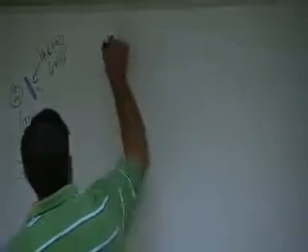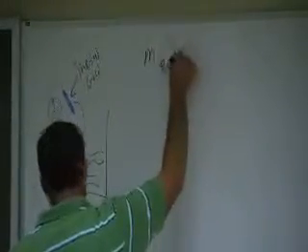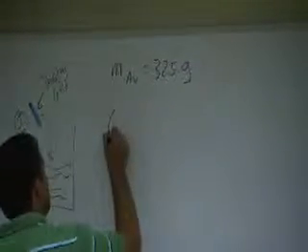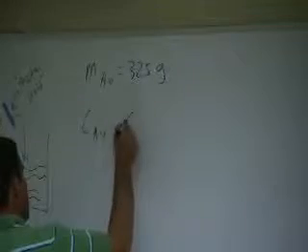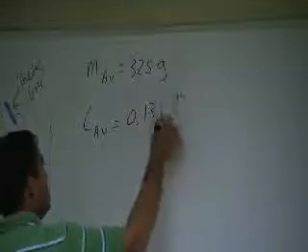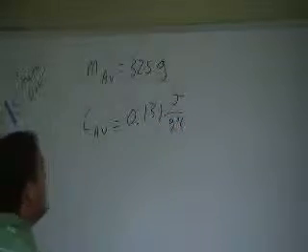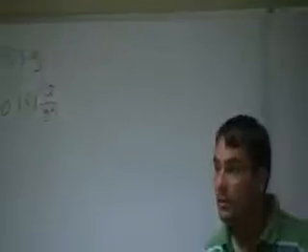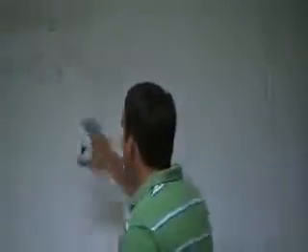Here's what we've got. We've got gold. So the mass of the gold is going to be 325 grams. Now the specific heat of gold is going to be 0.131 joules per gram degrees centigrade. Now where did I get these numbers from? The problem. I just don't give birth to these numbers.